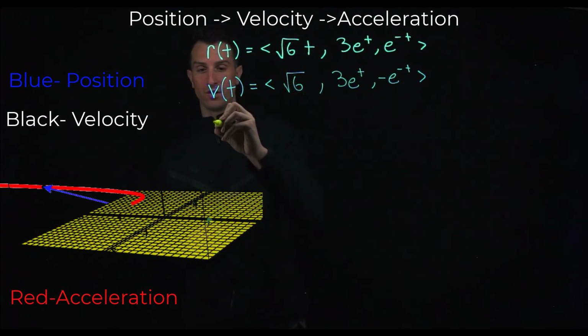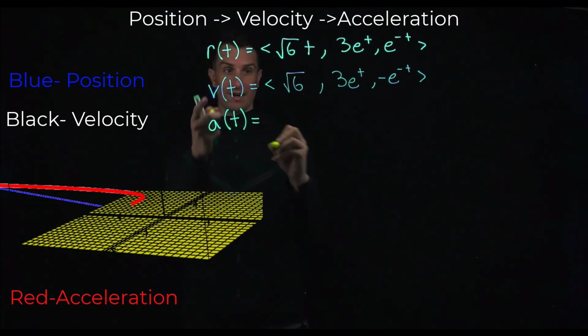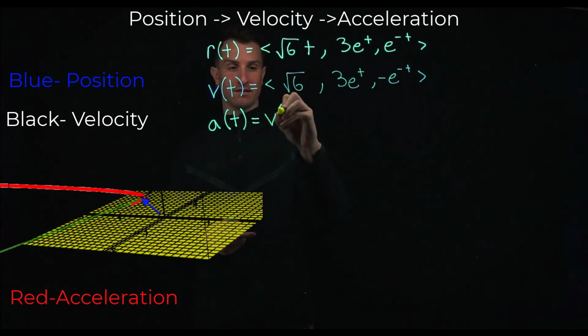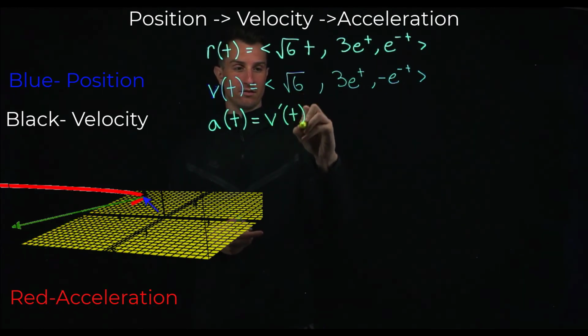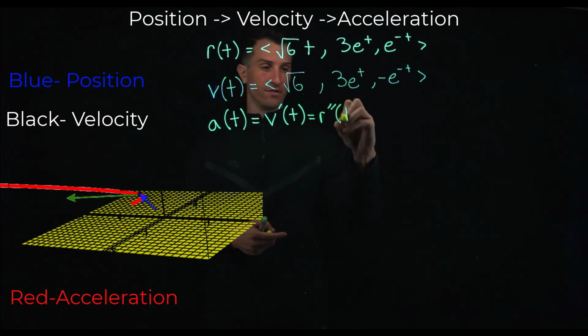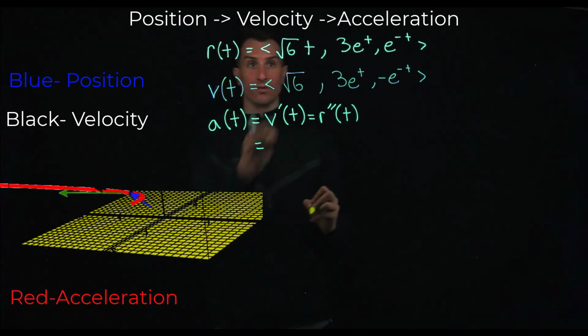So we'll do our acceleration function. And what is the relationship here? Well, I'll just write it out long form. This is the derivative of the velocity, or the second derivative of the position function. So in this case, what do we have?